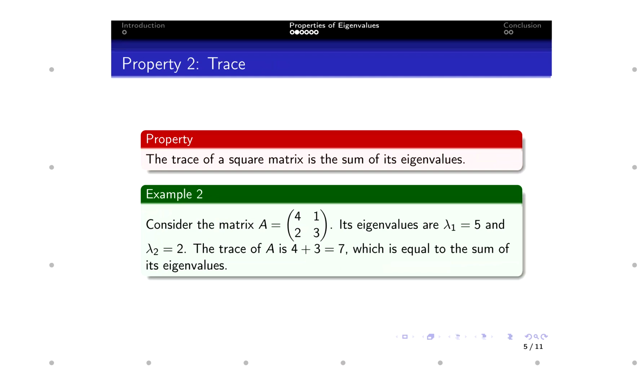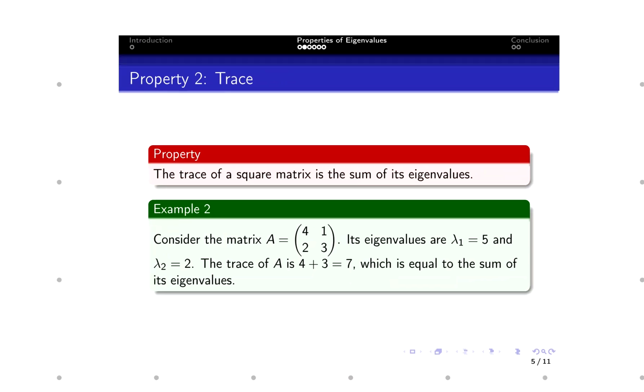Very important. Okay, so the second property is about trace. The trace of a square matrix is the sum of its eigenvalues. So we are using the same matrix.